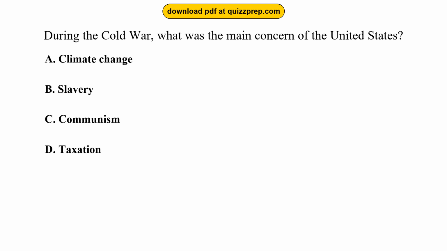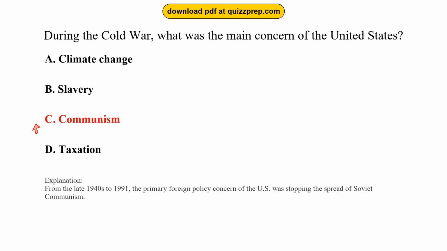Question 58. During the Cold War, what was the main concern of the United States? Option A. Climate change. Option B. Slavery. Option C. Communism. Option D. Taxation. The correct answer is option C. Communism. From the late 1940s to 1991, the primary foreign policy concern of the U.S. was stopping the spread of Soviet communism.